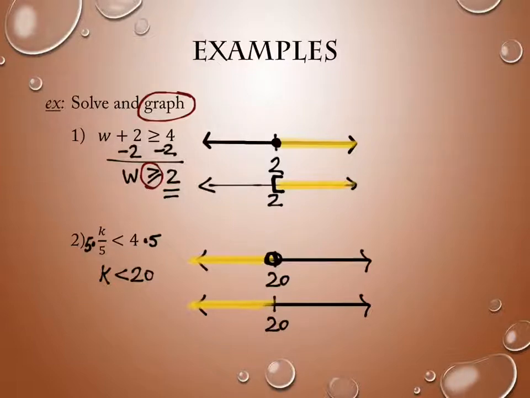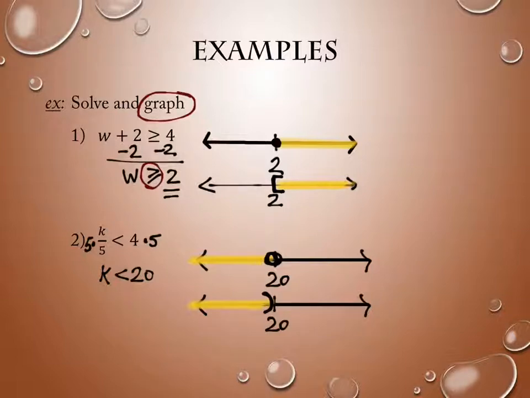So if you're familiar and comfortable with that notation, go with it. The other possibility is that you use a parenthesis as opposed to a bracket. A parenthesis means that I can get really, really close to 20, but I can't quite reach it. So 19.999, all good to go. 20, I don't get 20. Okay? So we can either use parentheses and brackets, or you can use open and closed circles.